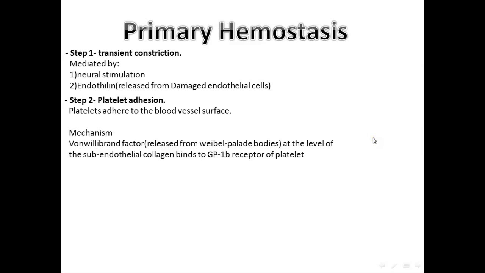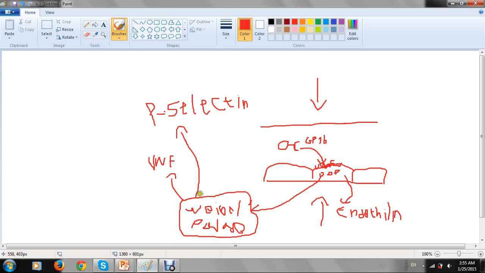So the next step in primary hemostasis is called platelet aggregation, and I will explain it to you. After the initial adhesion of the platelet through the GP1B receptor to the von Willebrand factor, this adhesion causes the platelet to degranulate. The granules inside the platelet will degranulate. This degranulation releases two key mediators.